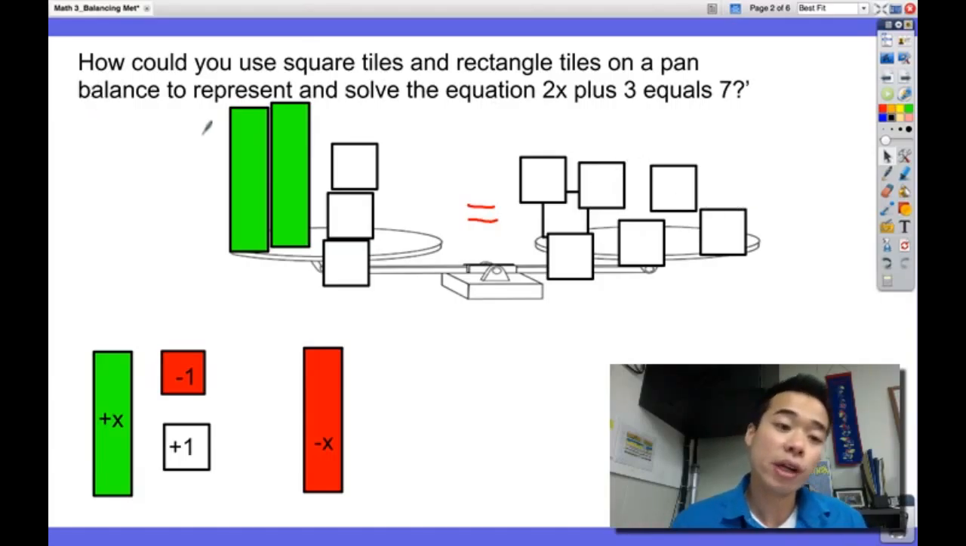Our job is to figure out how many white tiles are in each of these long green tiles to make the left side equal the right side.